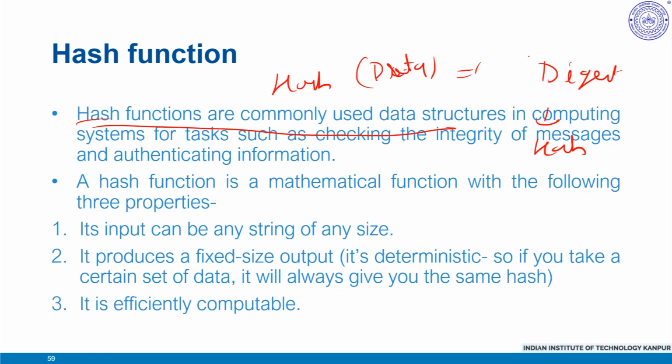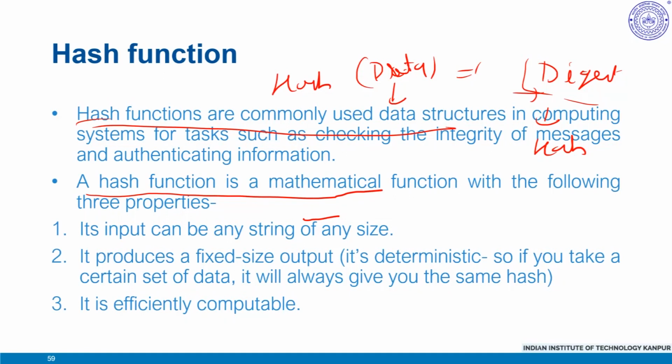So, this digest is unique. Even changing a small part of this data will result in a very unique and different hash. Thus a hash function is a mathematical function with three key properties. First and foremost, its input can be any string of any size. It produces a fixed size output.